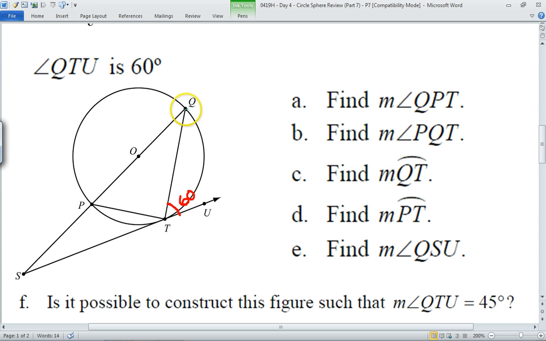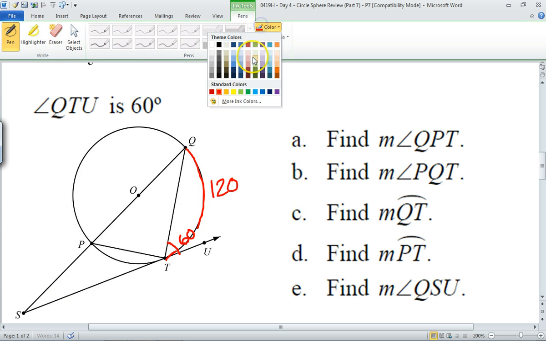This is the arc that goes with the 60-degree angle. Okay? So if this angle is 60, what's the measure of the arc QT? Arc QT is 120. Did you guys follow that? Do you see why the red arc is 120? Okay? The rest is usually not very difficult for you guys. That's the part where I usually lose people.